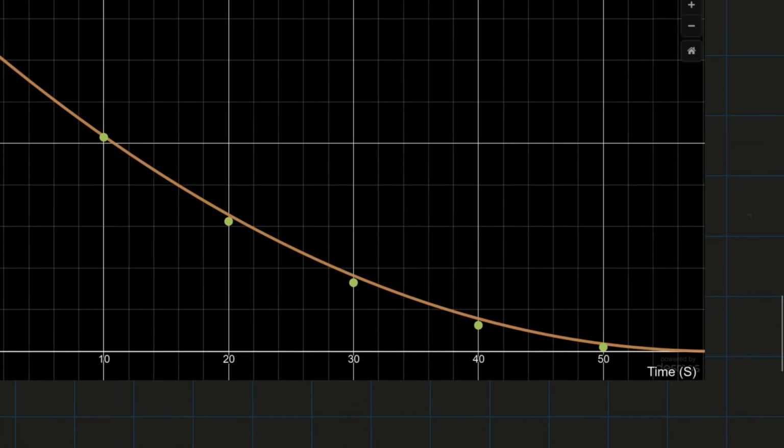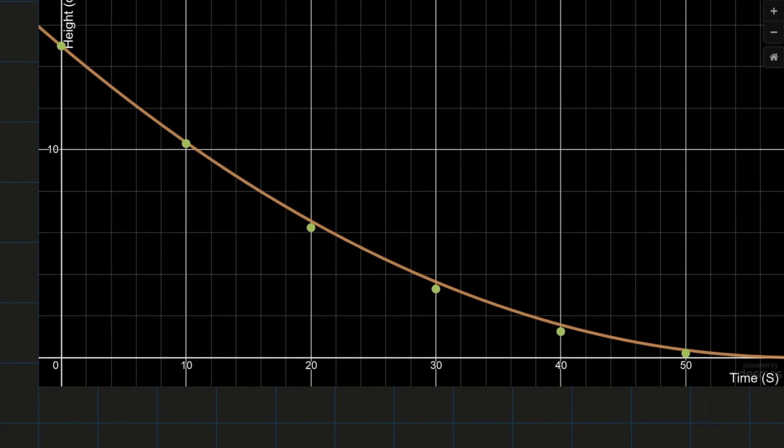Overall, this does a pretty decent job at predicting our values of our height as time goes on.